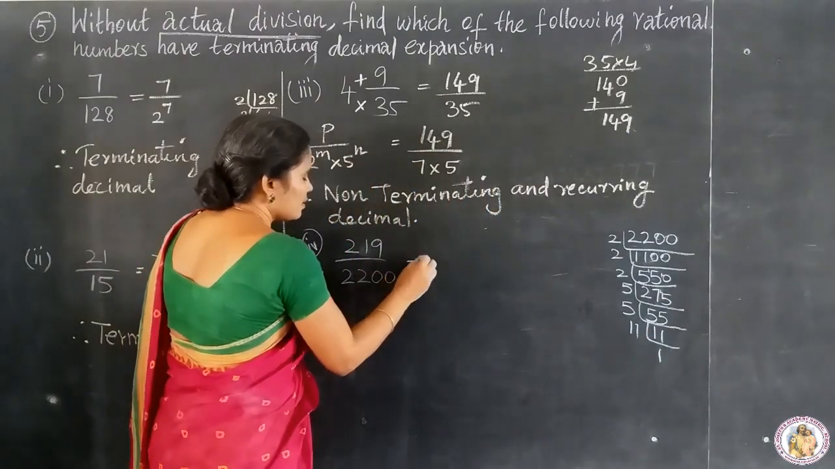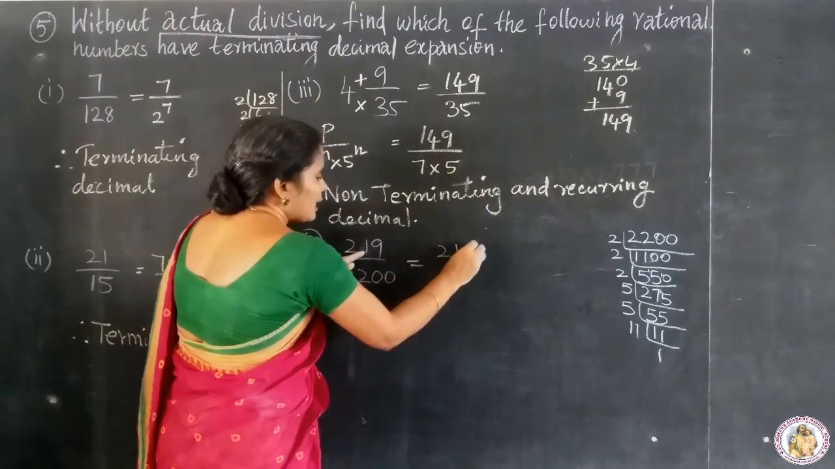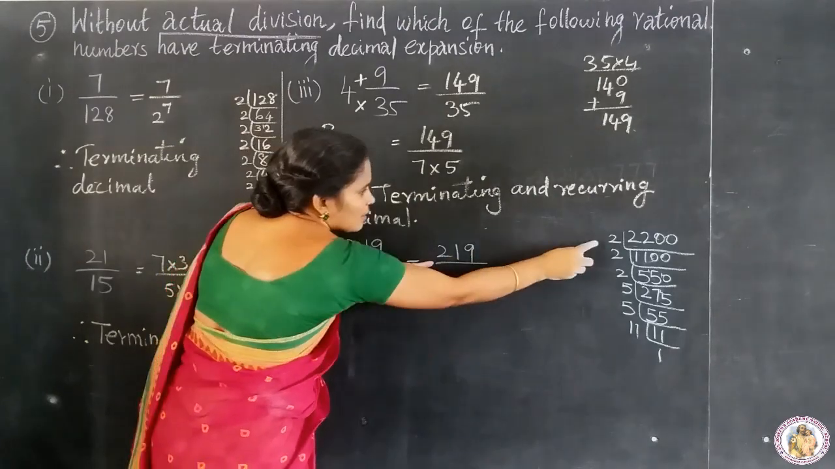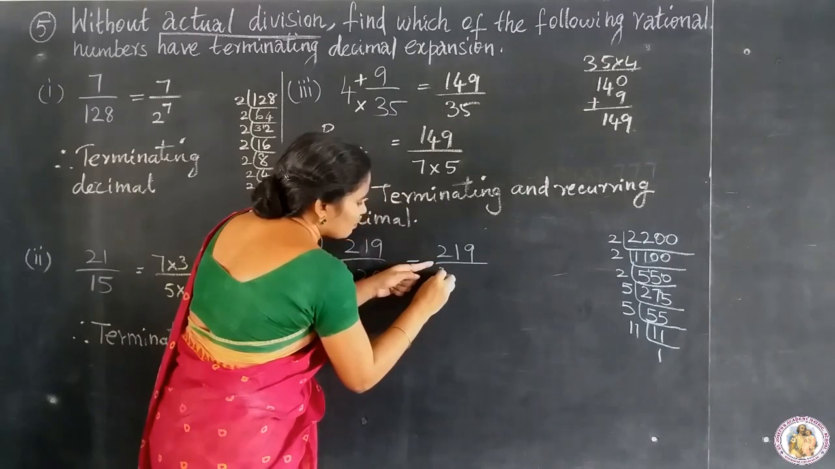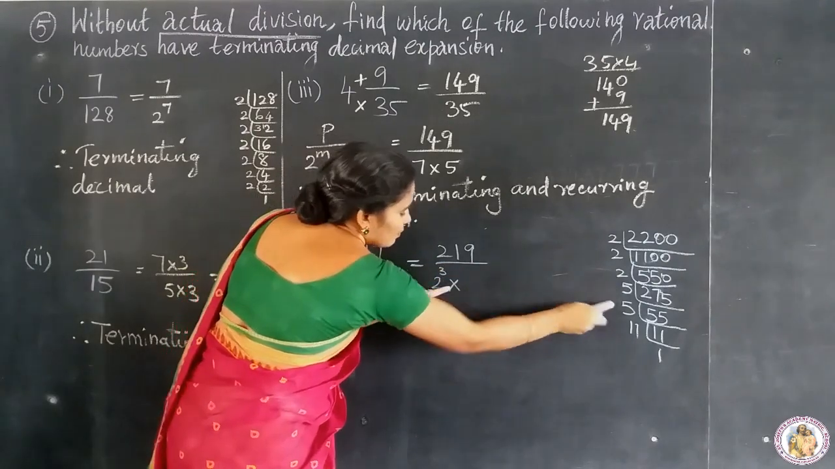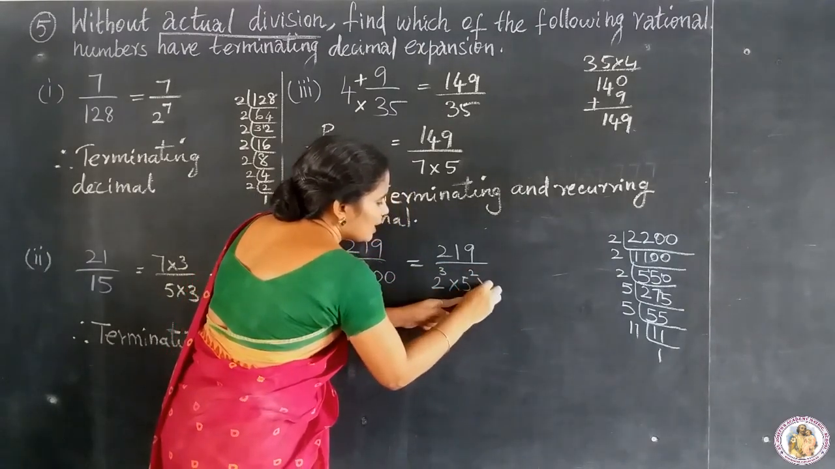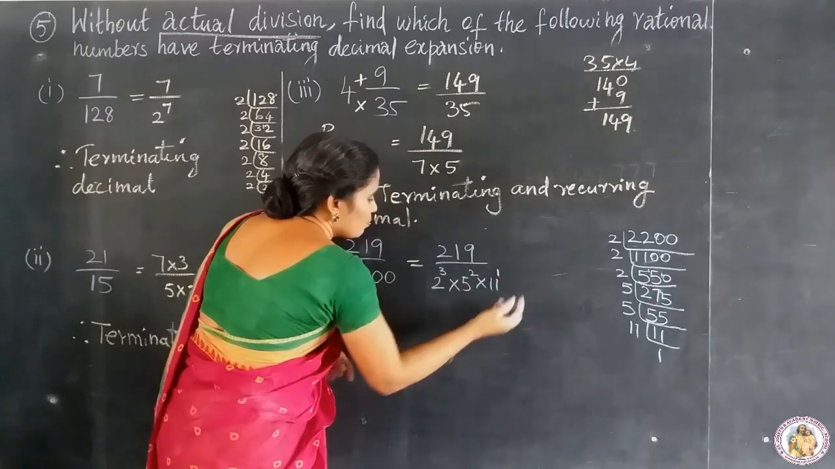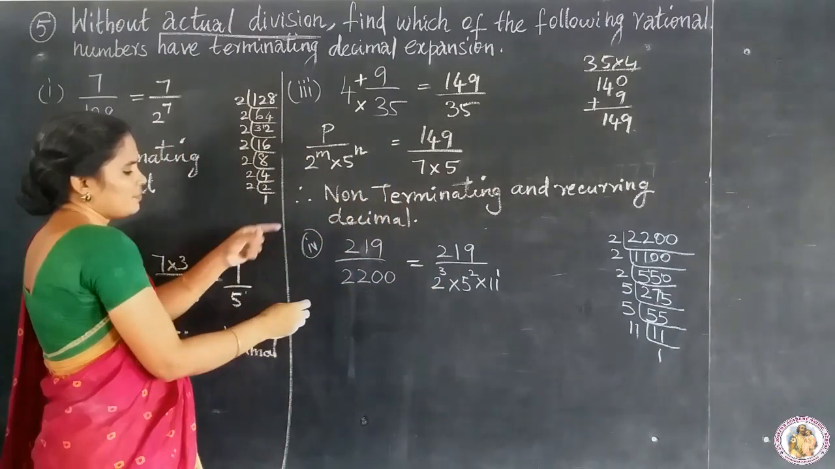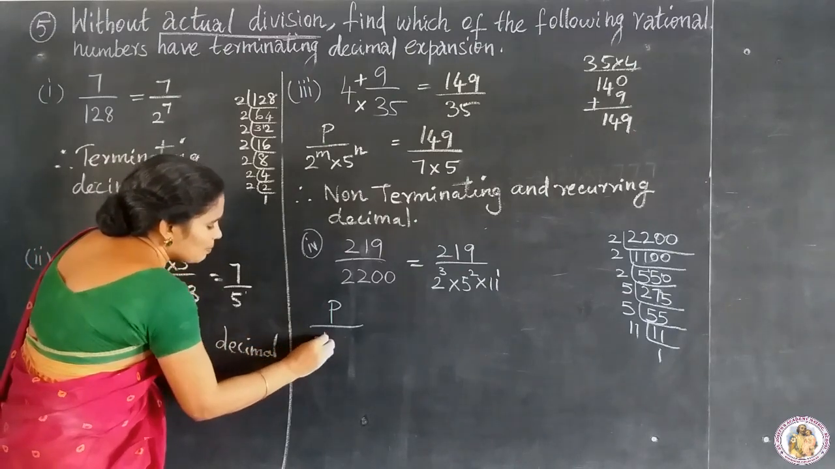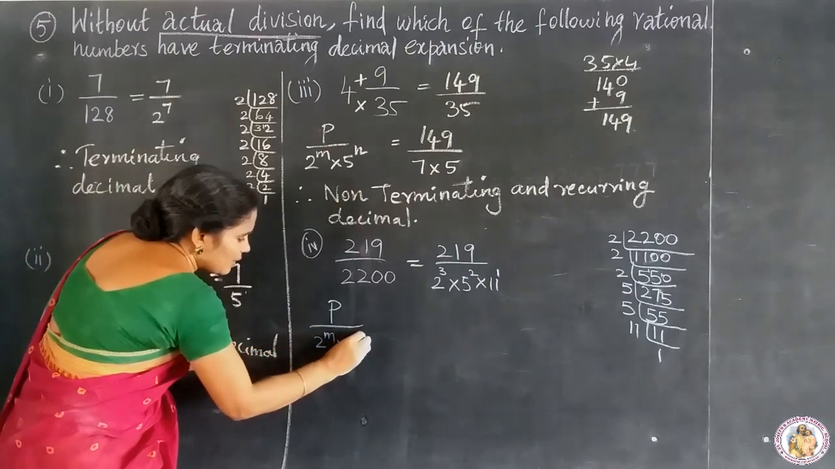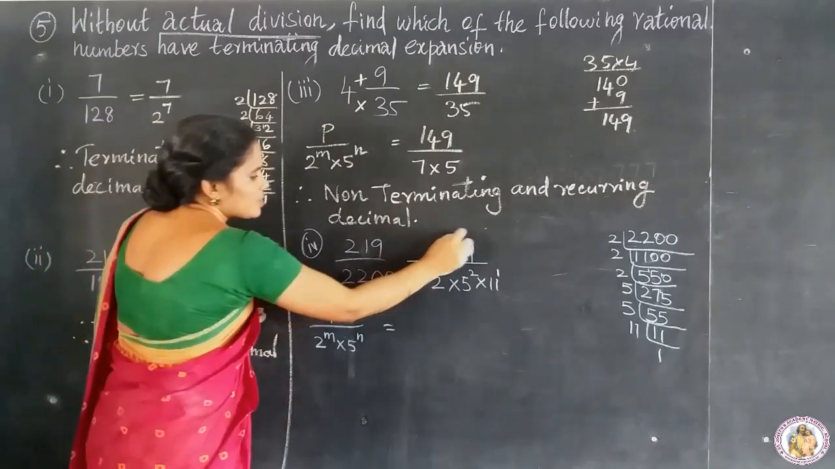Okay, now 219 by 2 1 2 3. So 2 to the power of 3 into 5 to the power of 2 into 11 to the power of 1. So now if you check with the form of p divided by 2 to the power of m into 5 to the power of n, actually it is not in the form.